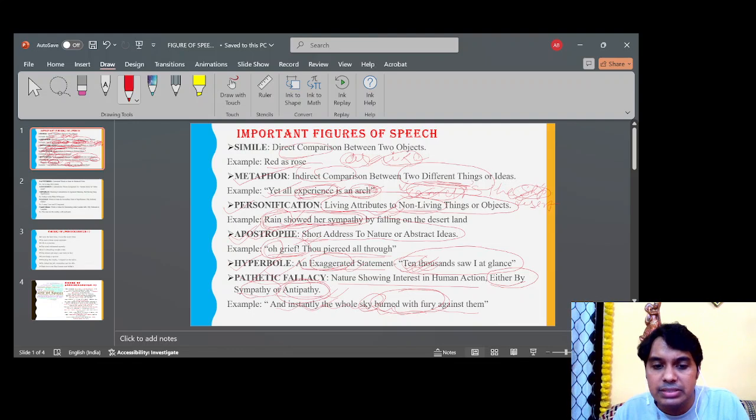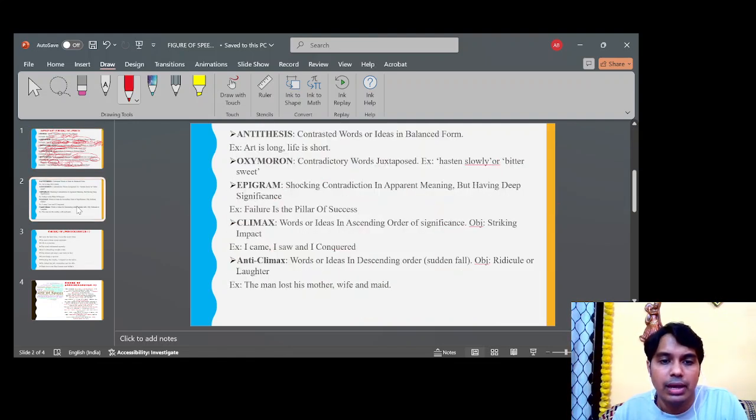So the example is, and instantly the whole sky burned. Similarly you will find different elements of nature or different objects of nature either showing sympathy or antipathy. Clear? Now let's move to the next part.